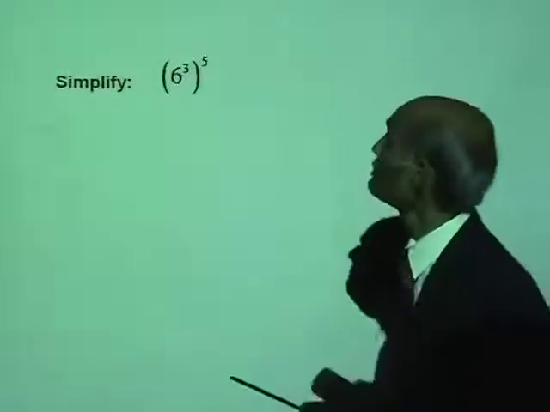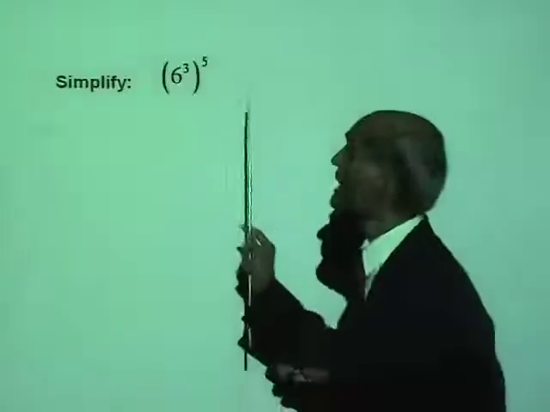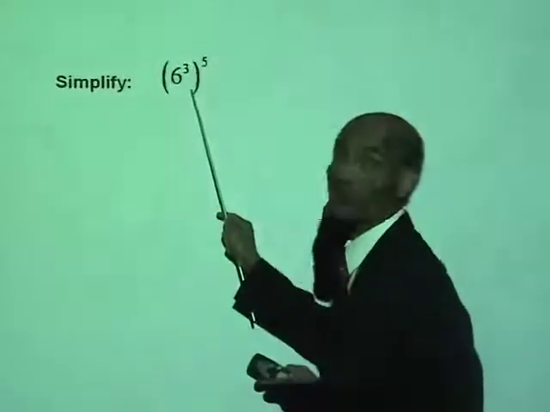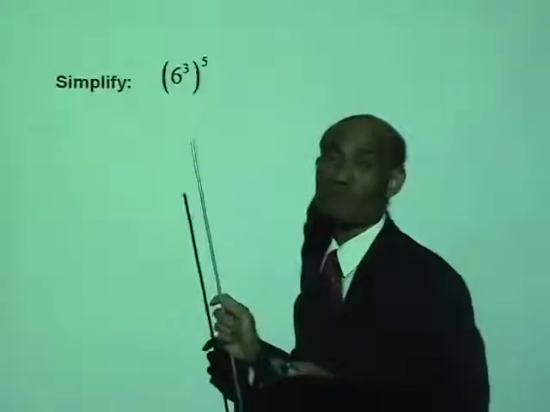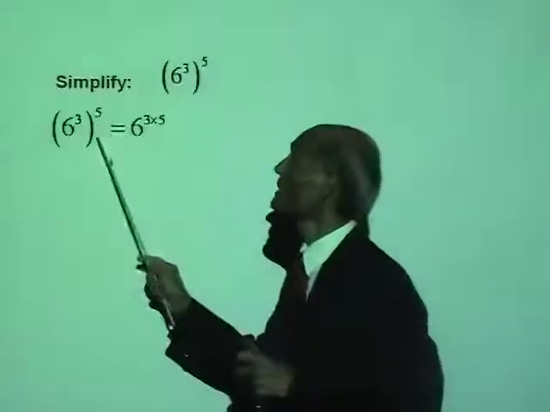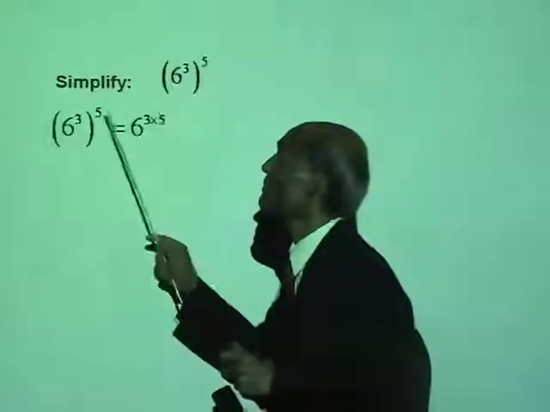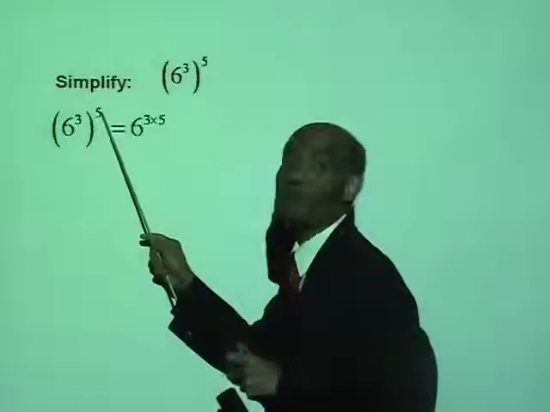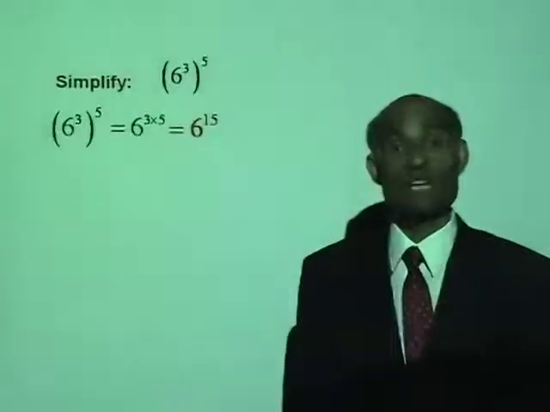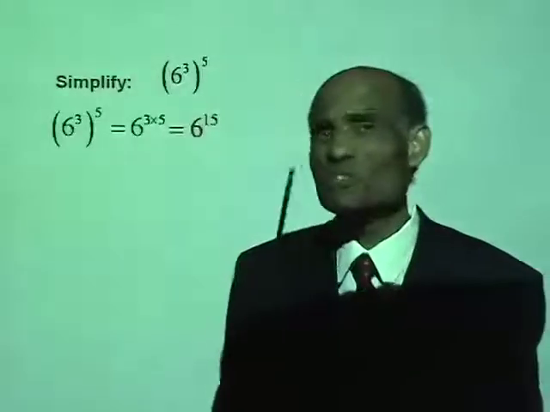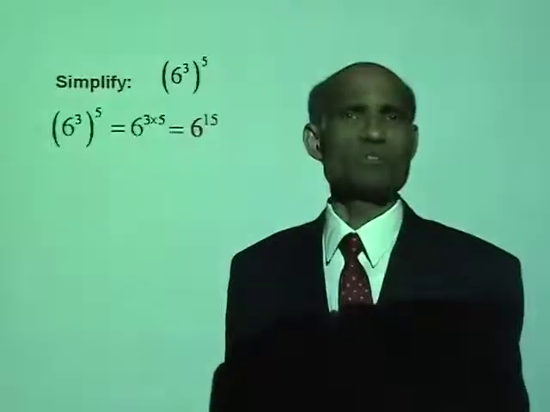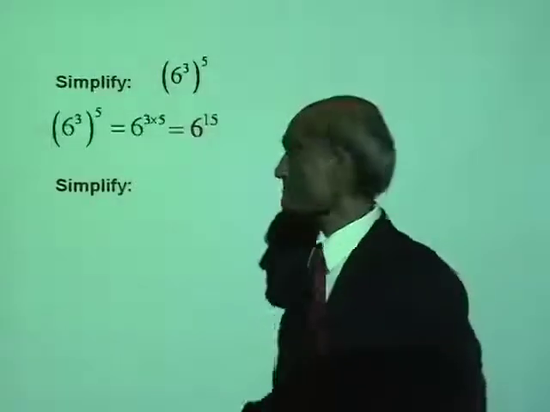Okay, let's now simplify some expressions. Find the value of 6 to the power of 3 all to the power of 5. This is where we use the power rule. What is this equal to? That is equal to 6 to the power of 3 multiplied by 5, and that is 6 to the power of 15. Will I ask you to give me the value of that 6 to the power of 15? I don't think so. Simplify.